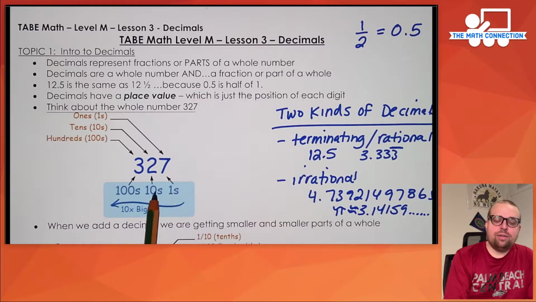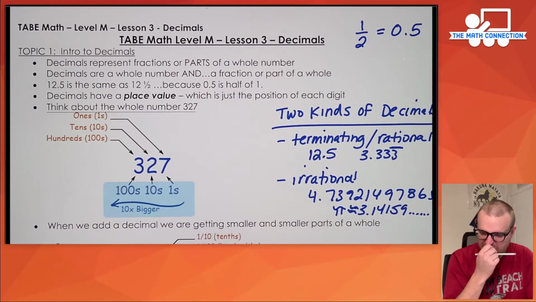Notice that as you keep going towards the right here, the place value is 10 times larger than the previous space. So 1 times 10 is 10, and 10 times 10 is 100, and the next place would be the thousands because 10 times 100 gives me 1,000.